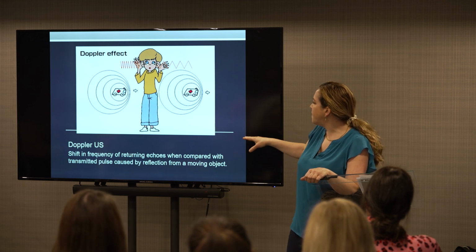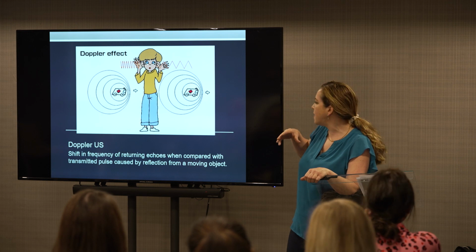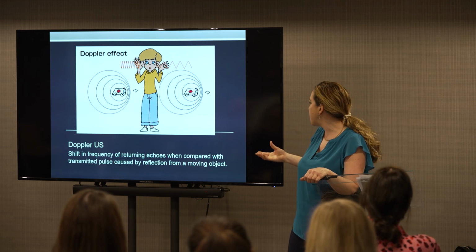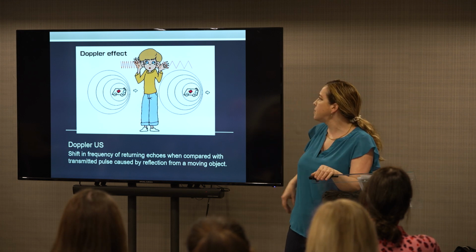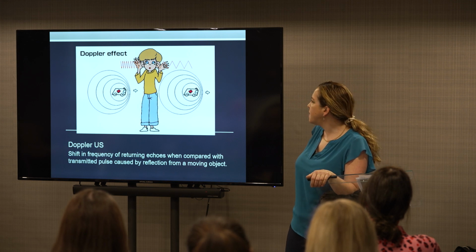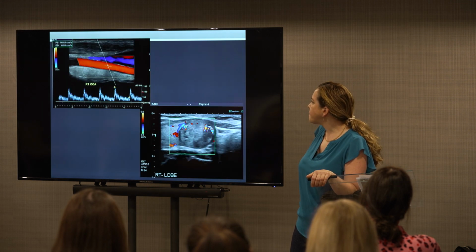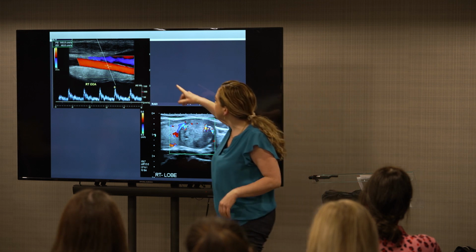And it's this shift in frequency that the machine can then interpret as flowing blood. So it's a reflection from a moving object. So think of an ambulance whizzing past you, you're stood stationary on the pavement, and a shift in frequency. Next slide. So this is a typical Doppler image.